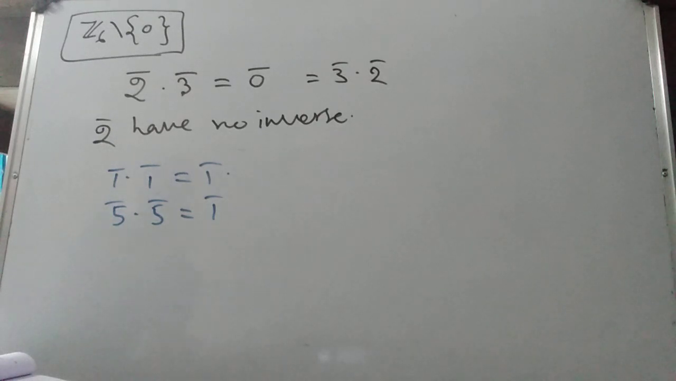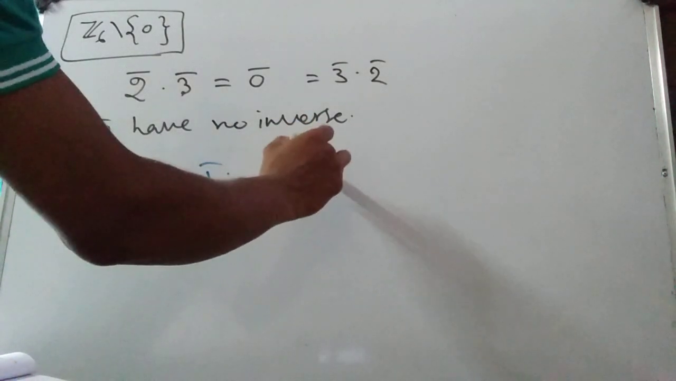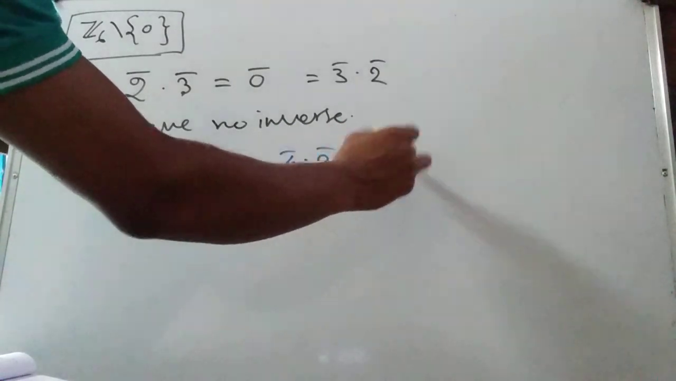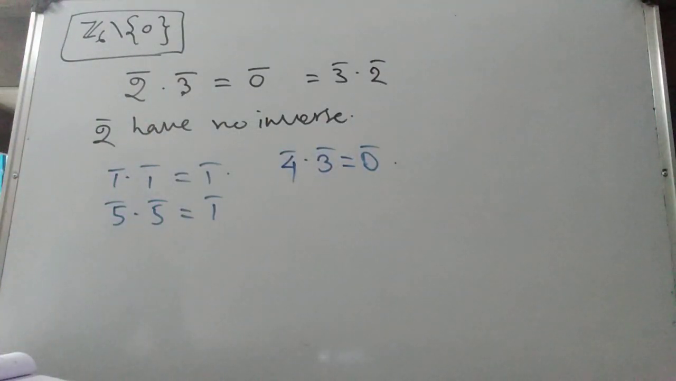If we check 4, then what happened? 4 times 3 equals 0. That means 4 times 4 is 16, which becomes 4, and 4 times 2 is 8, which becomes 2. Then 4 times anything never gives 1, so 4 has no inverse. And obviously 3 has no inverse.